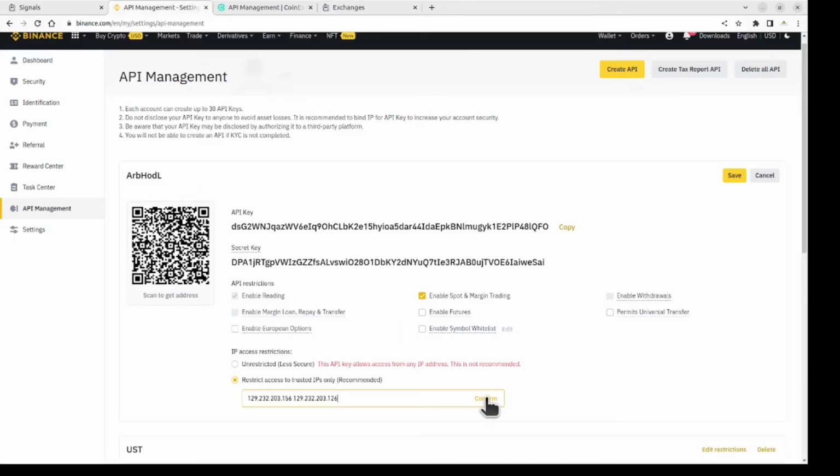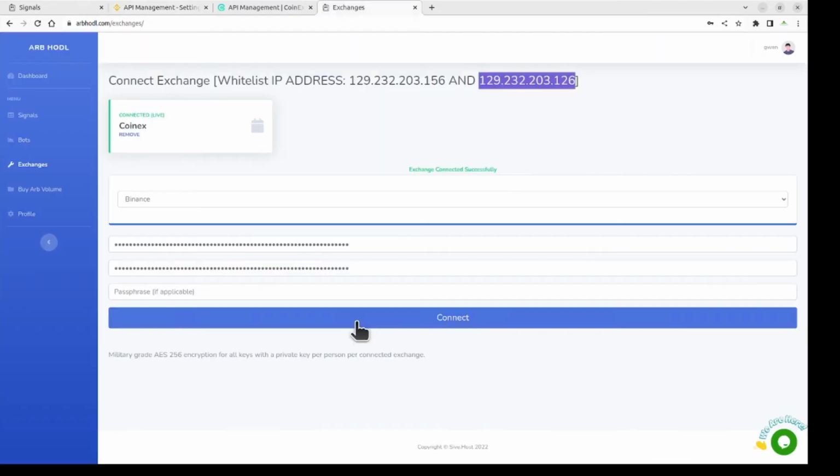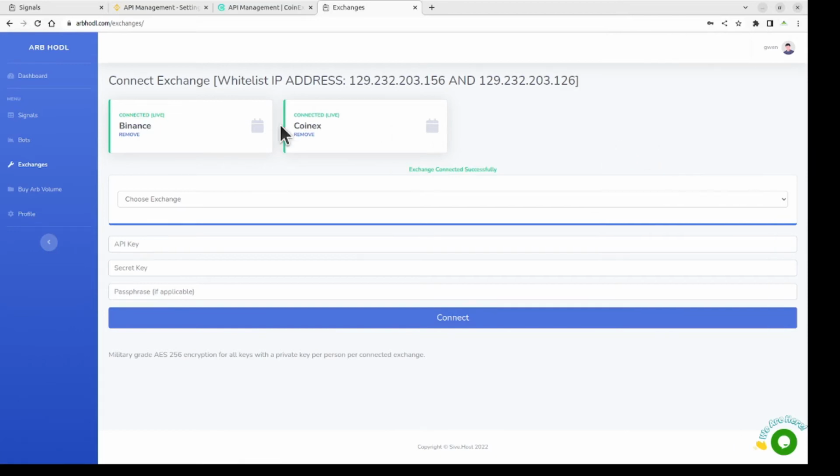Do not copy the square bracket. Then click Confirm, and they are now both here. Click Save and put in the 2FA and API created. Then come here and click Connect. Now Binance is also connected.